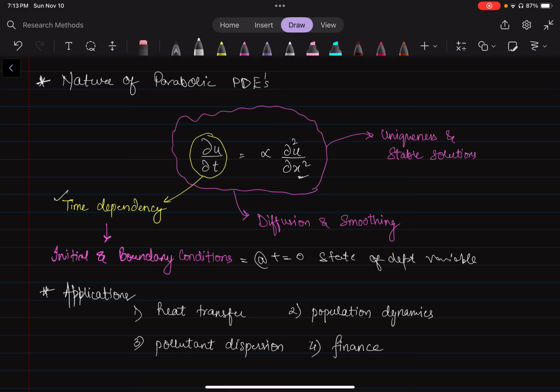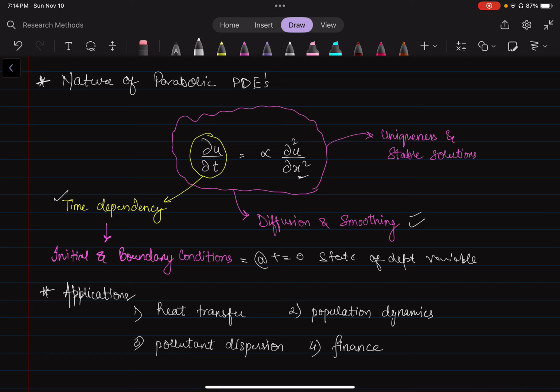Then also, the nature of these PDEs is that they are diffusive. Diffusive means that if there is some property which is propagating over space and time, then over a period of time it smoothens out across the whole space. This is the diffusive property. These PDEs are used to model diffusive and smoothing phenomena of different variables. So that's why they are used for diffusion and smoothing. And then there is uniqueness and stability of the solution.